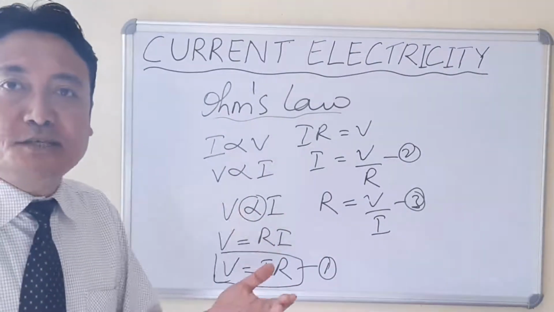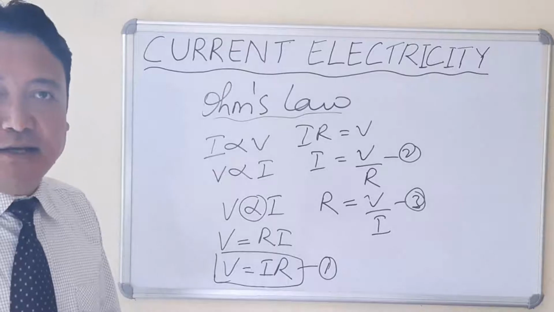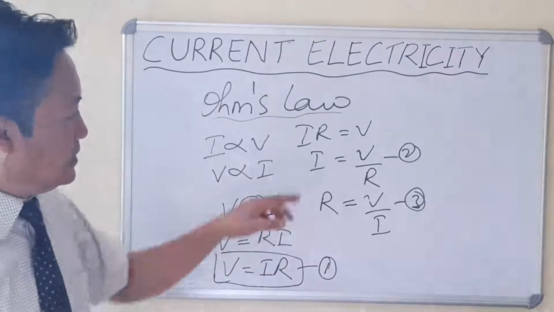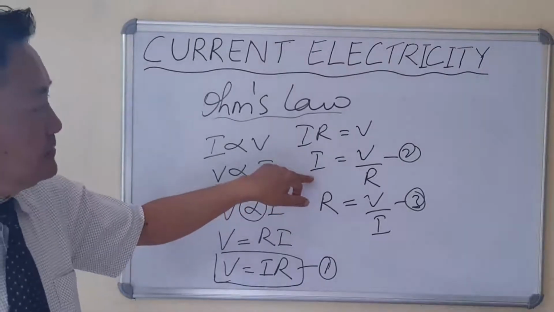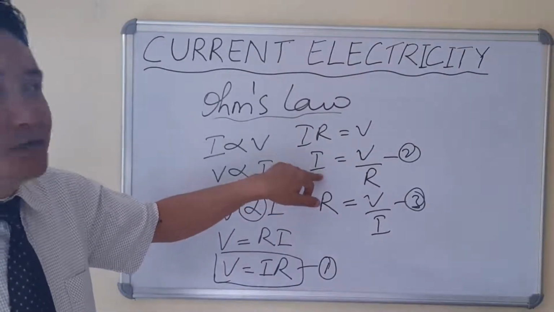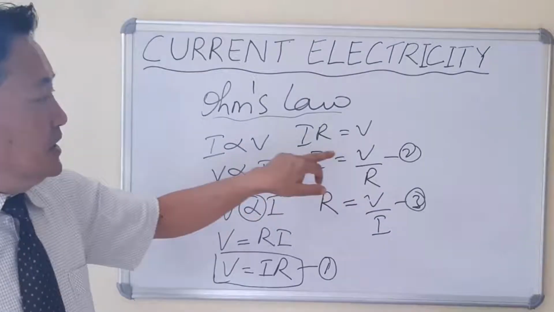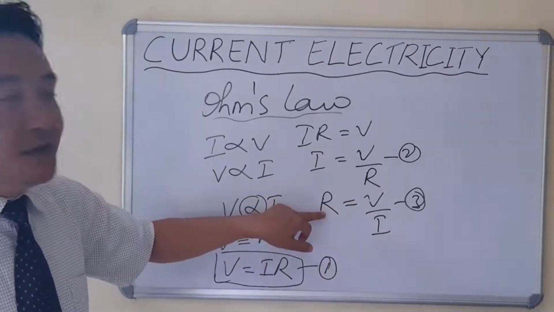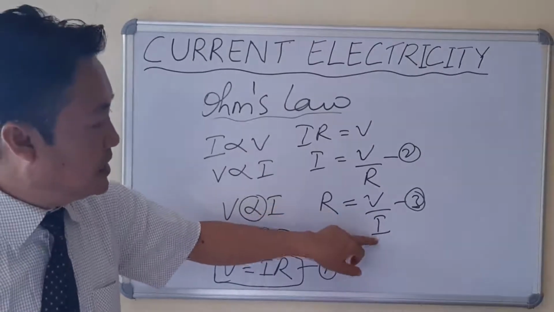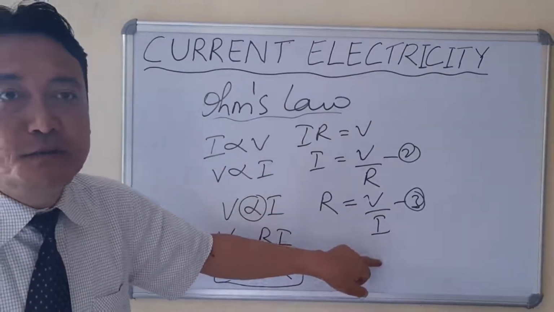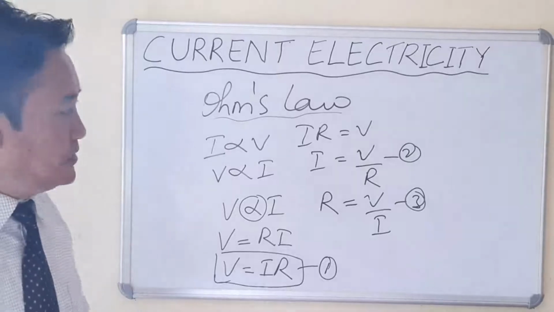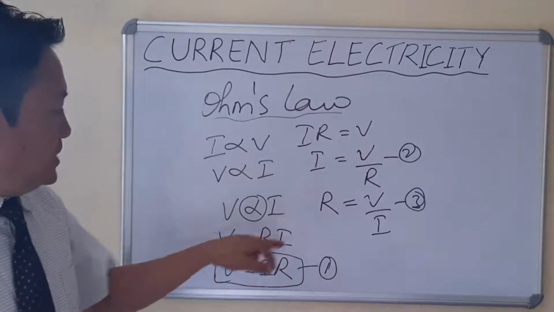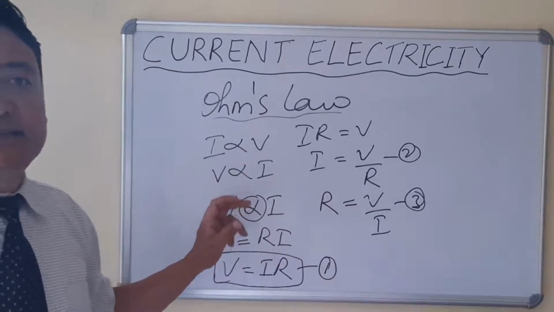If there is more resistance, there will be less current. If there is more resistance, less current. So suppose if you consider this equation, if the current is more, resistance will be less. If the current is less, resistance will be more. Similarly, if the resistance is less, current will be more. If the resistance is more, current will be less, since they are inversely proportional. Now this R is known as the resistance.